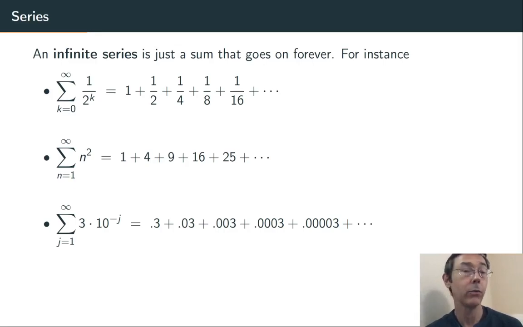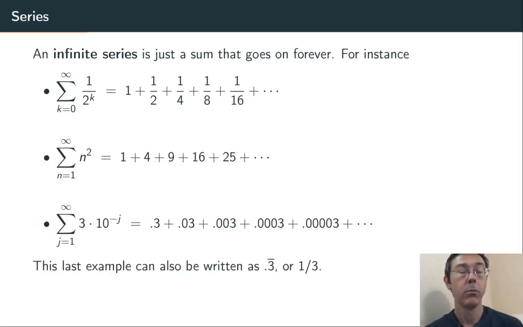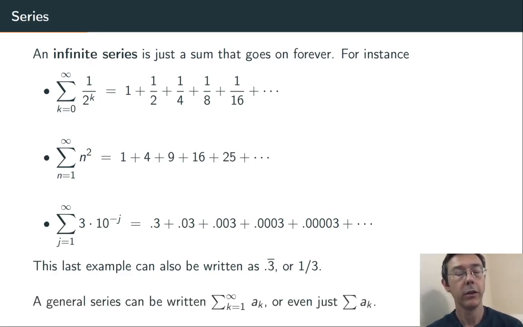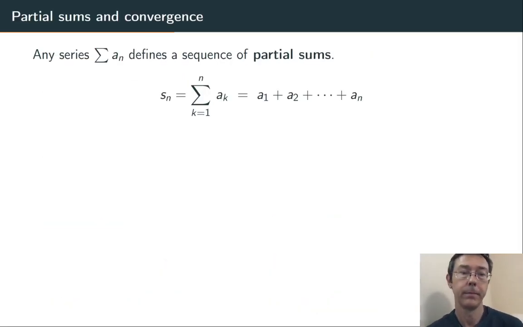We can write that last one in a slightly more compact manner, 0.3 with that bar over it, 0.3 repeating, also known as 1/3. Tiny bit of notation. A lot of times we'll write sigma a sub k, where a_k is just going to be the kth summand in that series. So we'll do that when we want to be as general as possible.